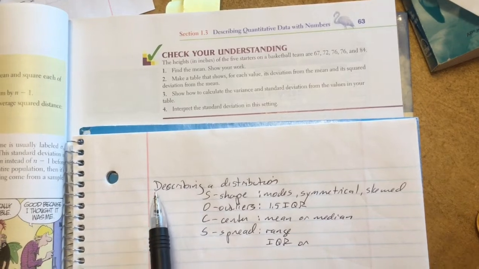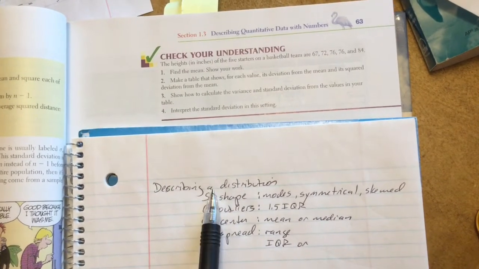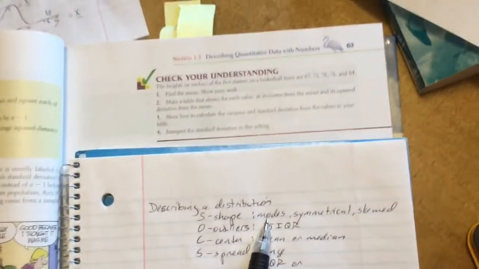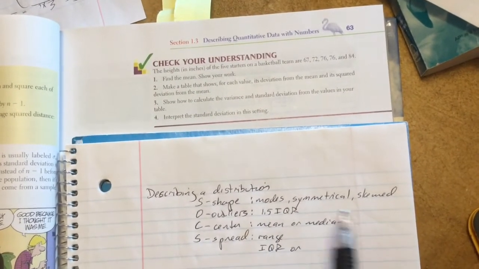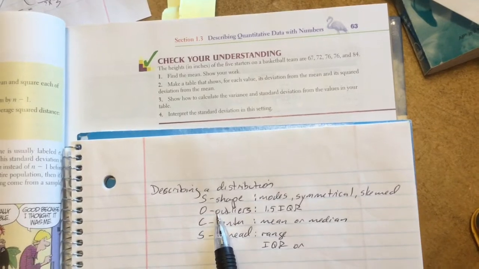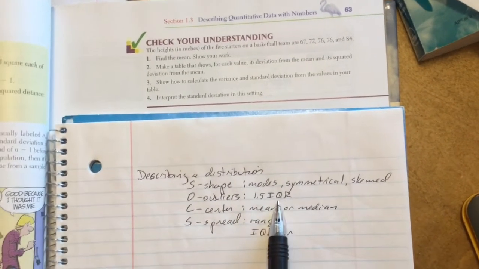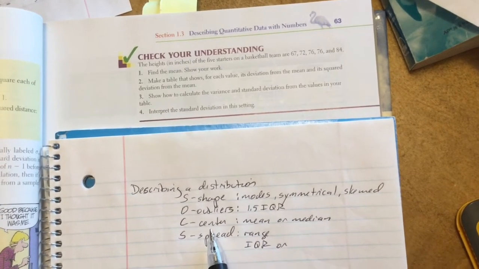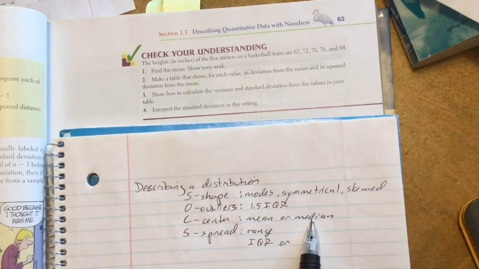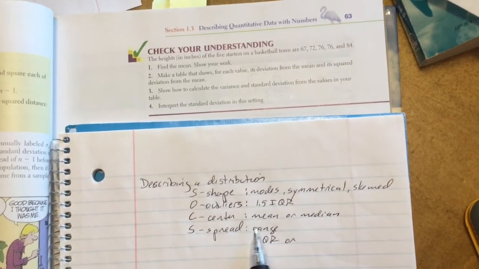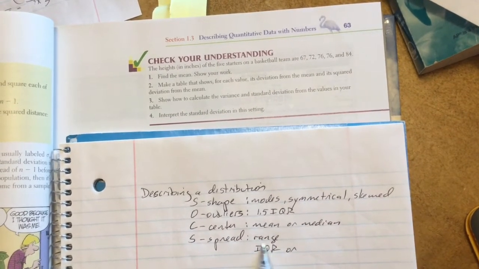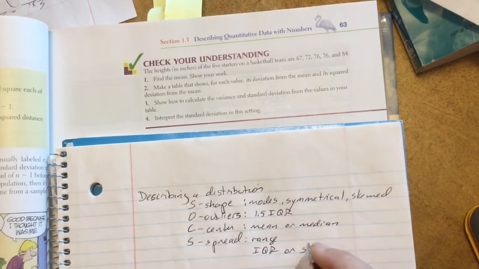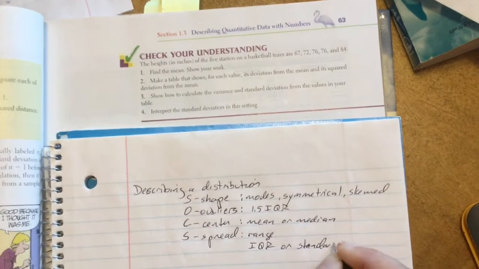So far we have learned in this chapter how to describe a distribution using SOCS. So our shape, we're going to talk about the modes, unimodal or multimodal, whether it's symmetrical or skewed. Our outliers, which we just learned, use the 1.5 IQR rule from the last section. Center is either mean or median, and we know how to calculate those. And spread, we started with range, and we learned how to calculate interquartile range in the last section. So now we're going to do standard deviation.